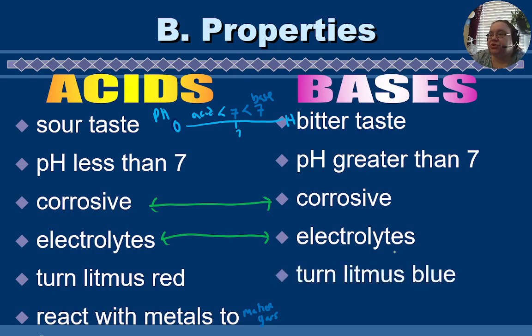Now, bases will turn our litmus paper blue. Acids are red. Bases are blue. I love chemistry. You should too. But bases tend to feel slippery when wet. Acids just feel like water if you have just the pure sample of the acid. But bases always feel slippery. So think about soap and shampoo or bleach. Things that you've gotten potentially on your hands that feel slippery probably have some base in them.